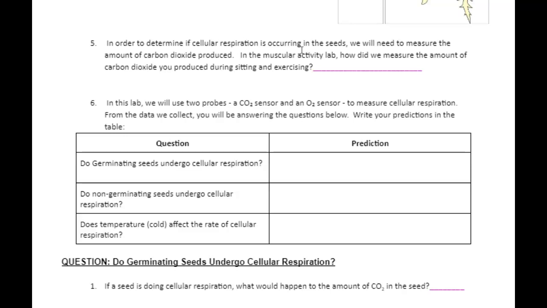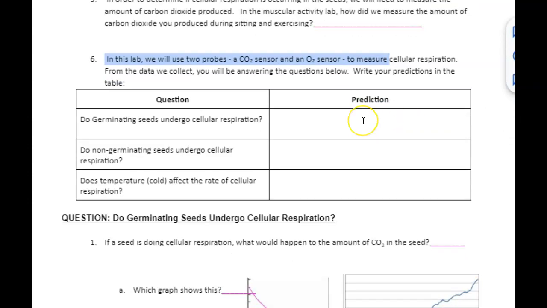Okay, and then we had to do what? We had to add drops of something. We had to add drops of a base back, that sodium hydroxide base. So we were measuring using that base, sodium hydroxide. So in the lab, we're going to use a CO2 sensor and an O2 sensor to measure cellular respiration. Okay, so we have some data. We're going to answer the questions below.